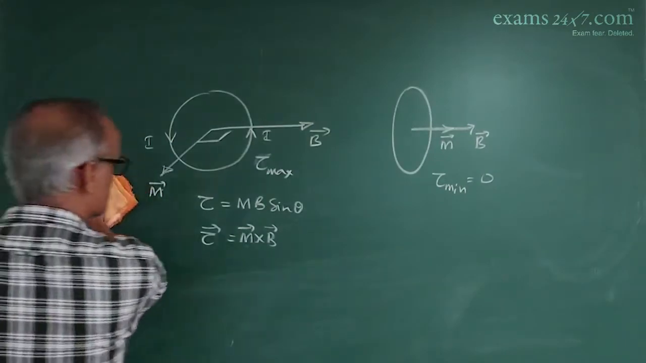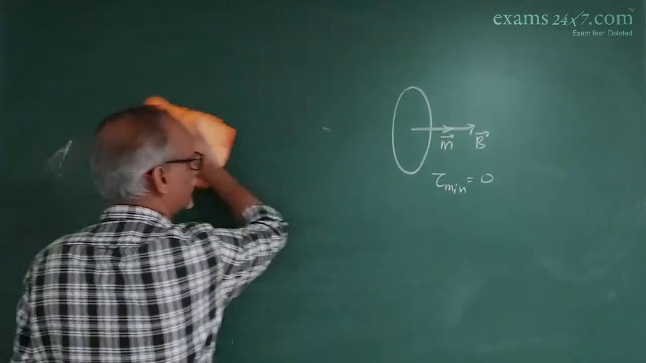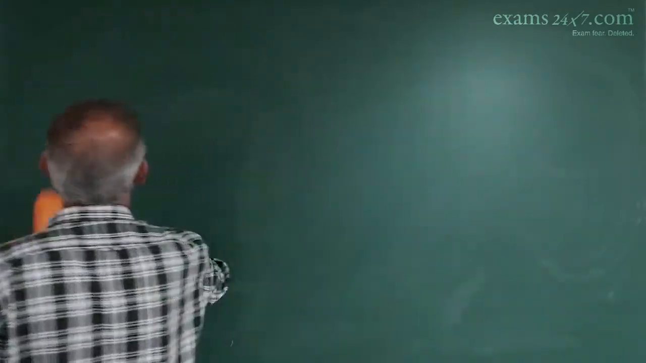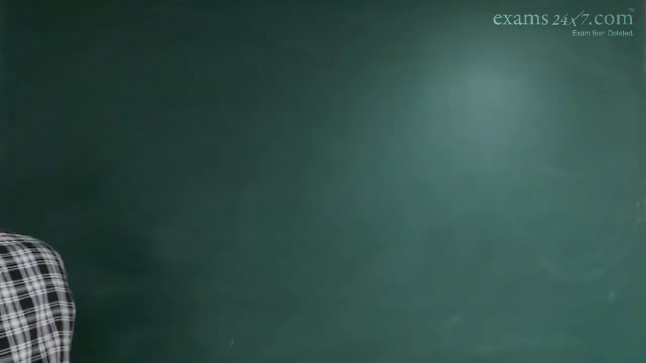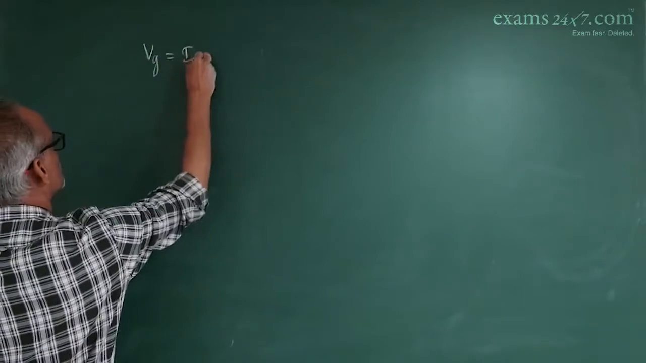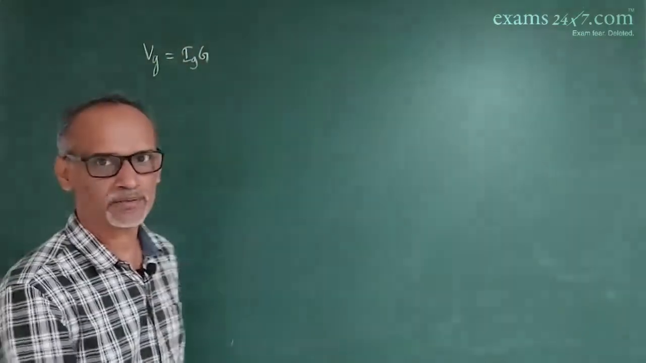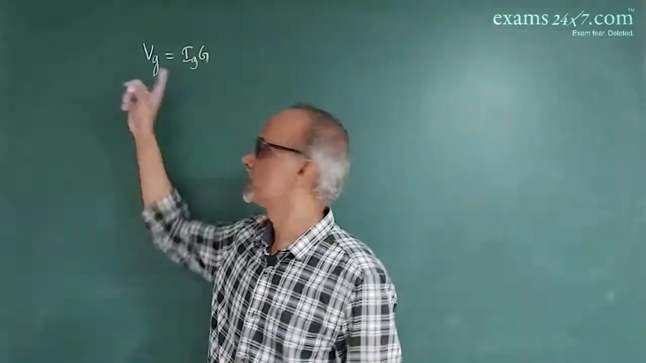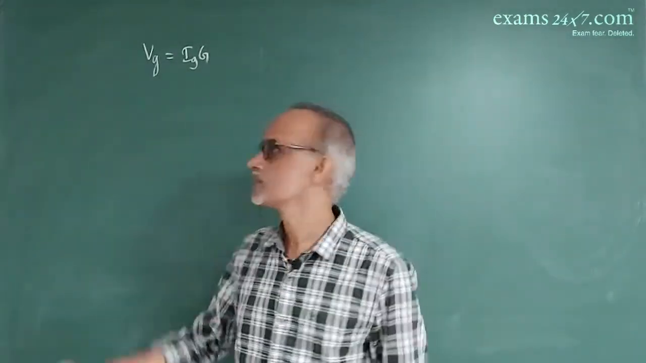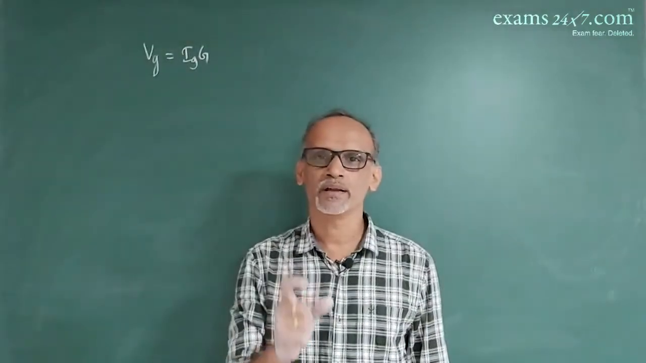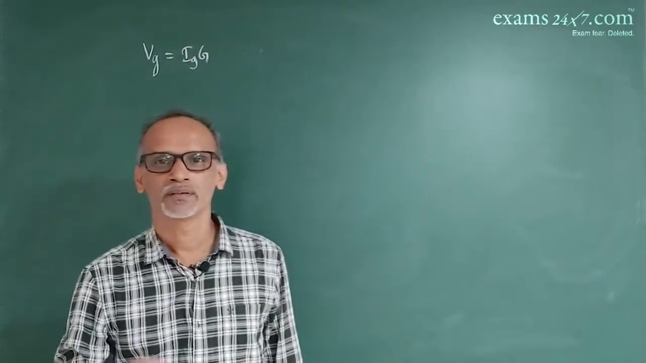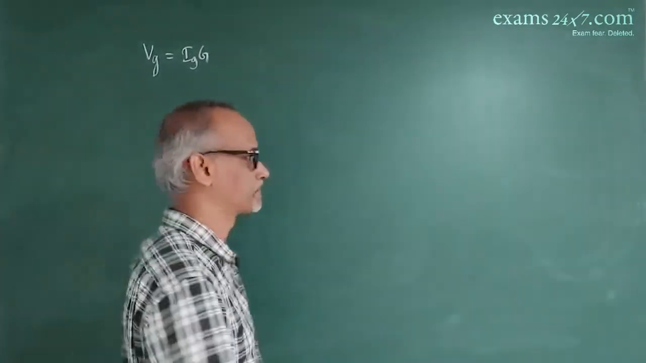And this principle is used in a device called galvanometer. And in the case of a galvanometer, we can measure three variables. One is the potential difference required for full scale deflection, Vg. Ig, the current required for full scale deflection. And capital G is the resistance of the galvanometer.